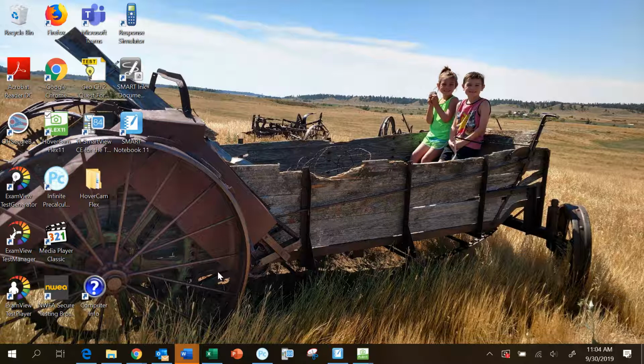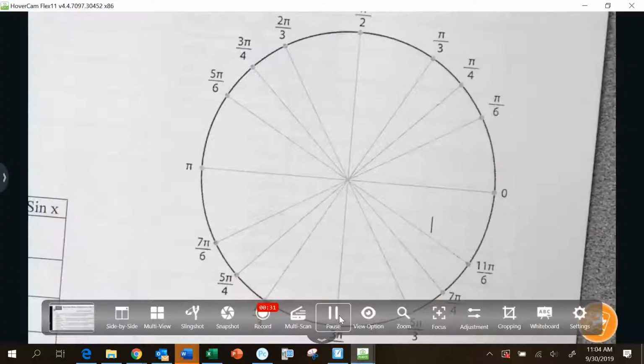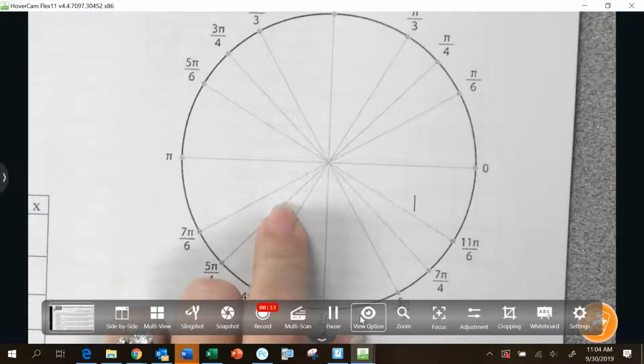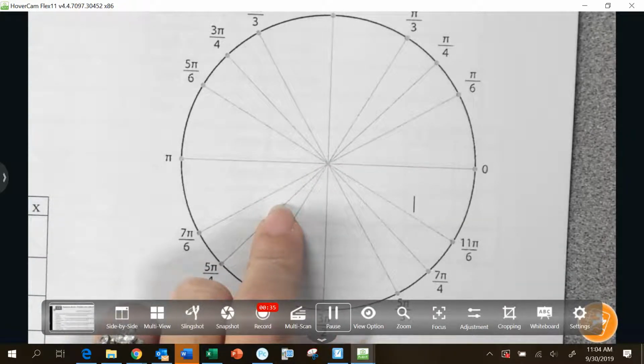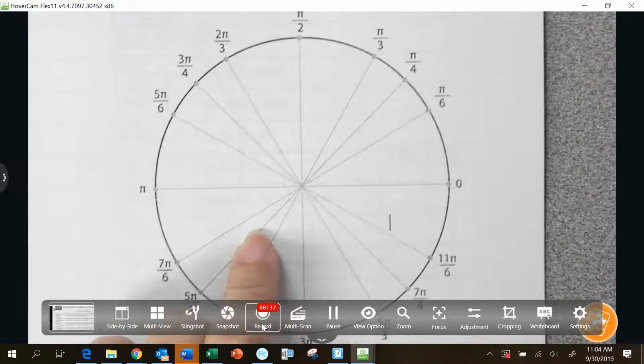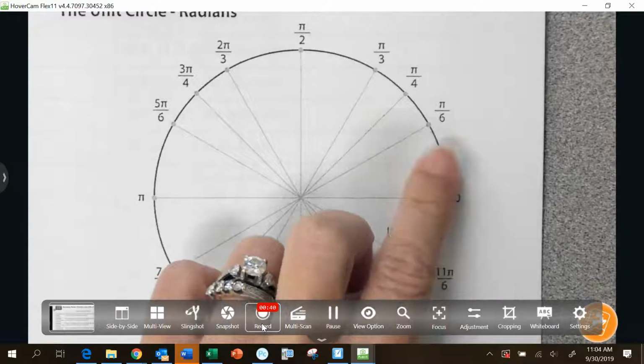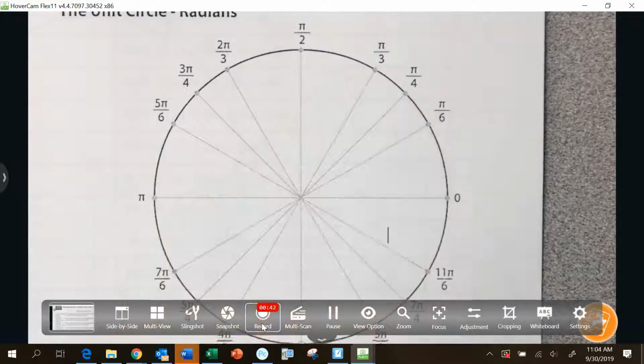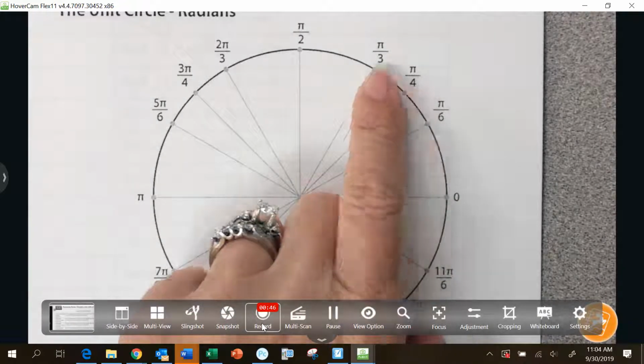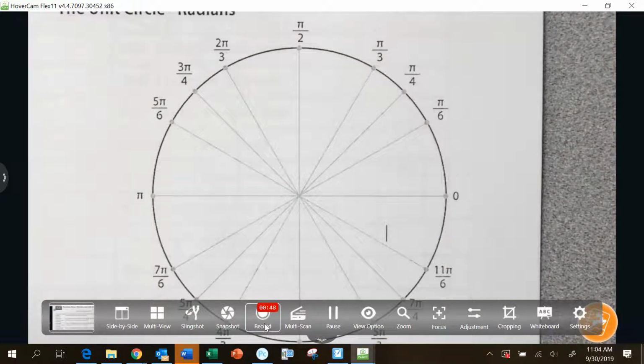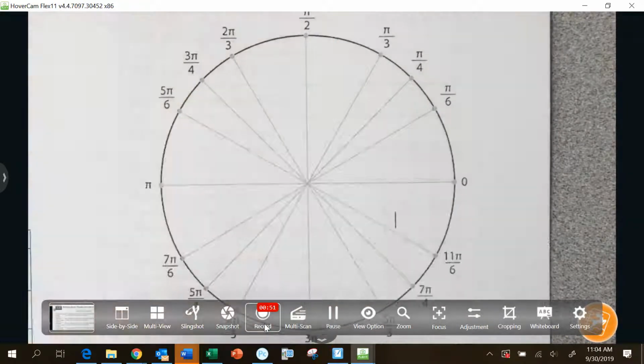So the first thing I'm going to ask you to do is see this unit circle right here? I want you to go around this unit circle, good practice, and I want you to find the sine value at each of these angles before we do anything else. Okay? Find the sine values around that unit circle.